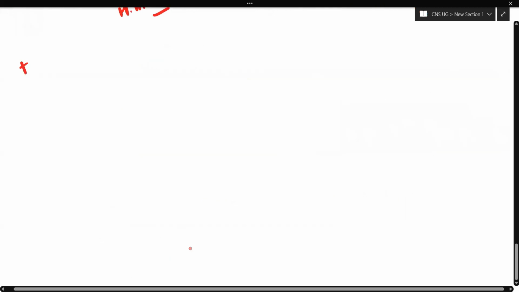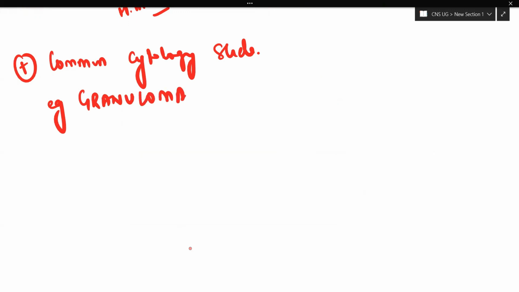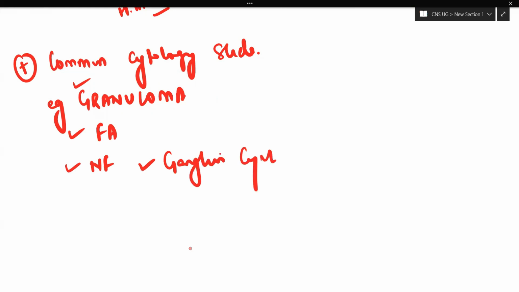HPE slides, you will also have to go across common cytology slides. So what are the common cytology slides? What do I mean by that? For example, if there is a granulomatous lymphadenitis, you should be able to identify what a granuloma is. Very important. For example, there is a slide of fibroadenoma. You should at least be able to understand a fibroadenoma slide. Some basic slides like neurofibromas, ganglion cyst, lipoma. These are some of the common slides that get reported.